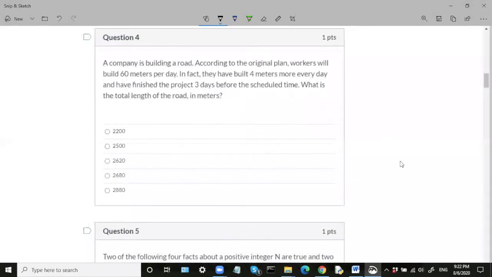Problem 4. A company is building a road. According to the original plan, workers will build 60 meters per day. In fact, they have built 4 meters more every day and have finished the project 3 days before the scheduled time. So what is the total length of the road in meters? Okay, so let's say they use n days to finish the project actually.